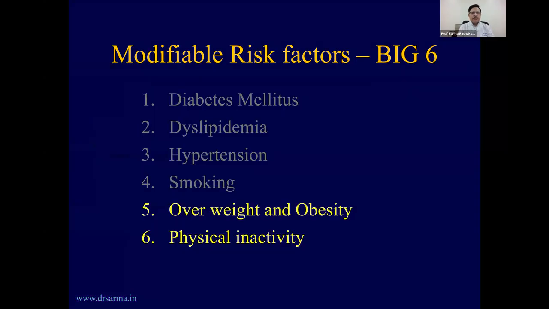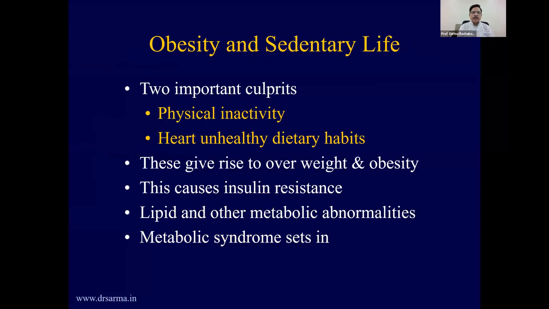So we have covered diabetes mellitus, dyslipidemia, hypertension, smoking, overweight and obesity, and physical inactivity. These are two other devils which we already have. Obesity and sedentary lifestyle, two important culprits. Physical inactivity, unhealthy dietary habits. These give rise to overweight and obesity. This causes insulin resistance, lipid and other metabolic abnormalities come. Metabolic syndrome sets in very soon.